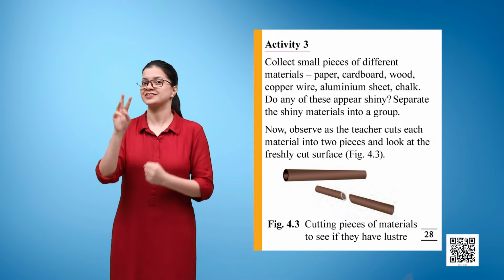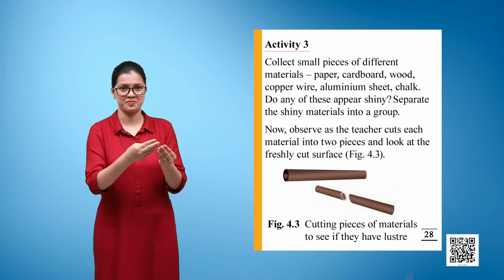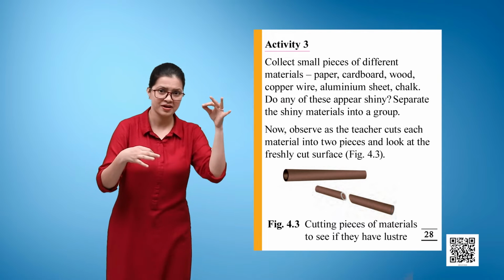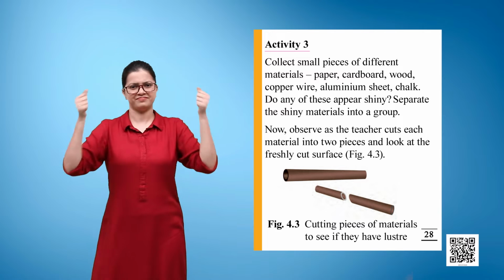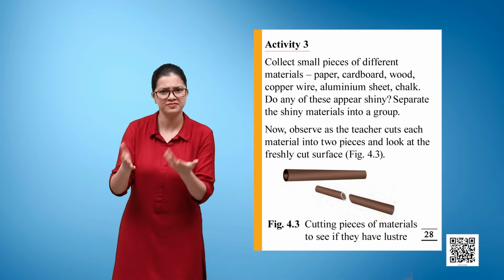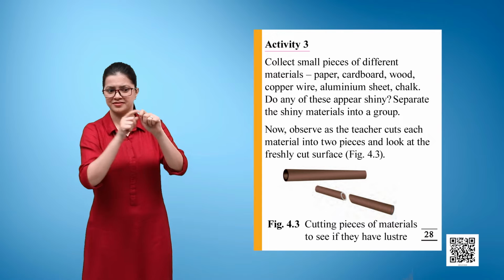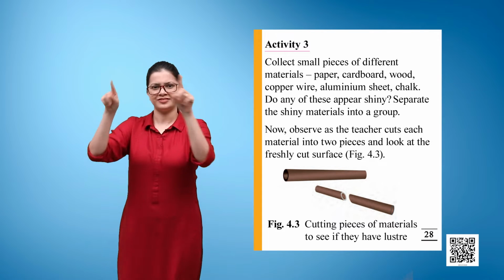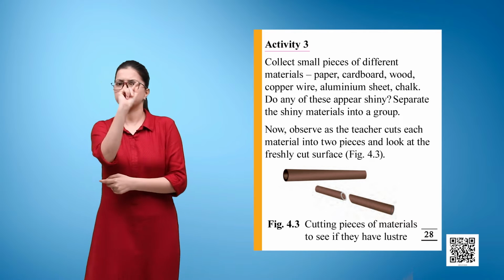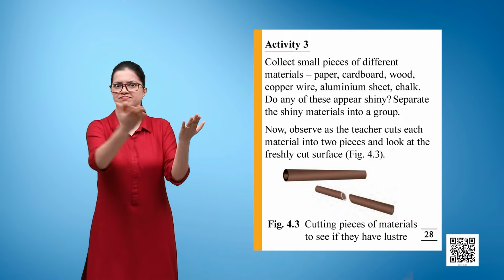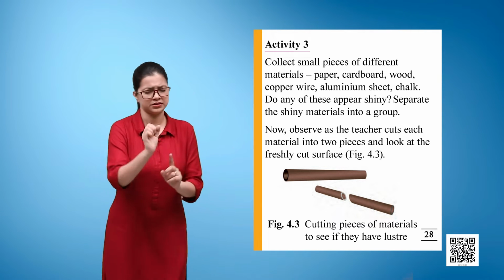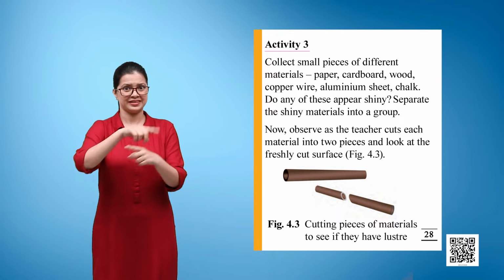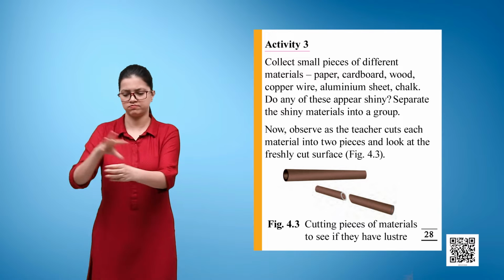Activity 3. Collect small pieces of different materials: paper, cardboard, wood, copper wire, aluminium sheet, chalk. Do any of these appear shiny? Separate the shiny materials into a group.